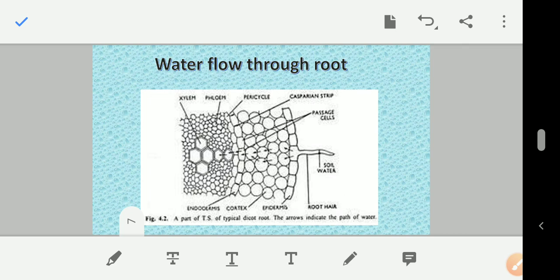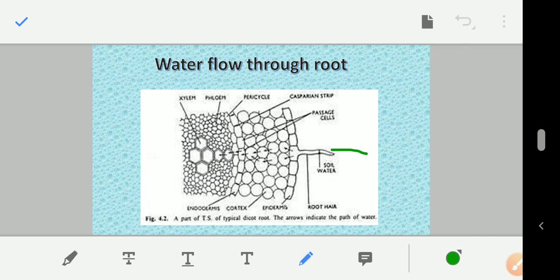This particular diagram is generally not for drawing. Water flow is asked, how water is flowing through this. First, water enters into the root hair. Another question here, what is a root hair? Root hair is an extension of epidermal cells. See, these are the epidermis, and this is the extension of one of the epidermal cells.